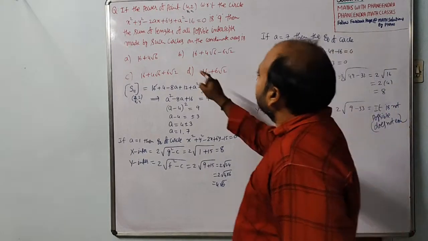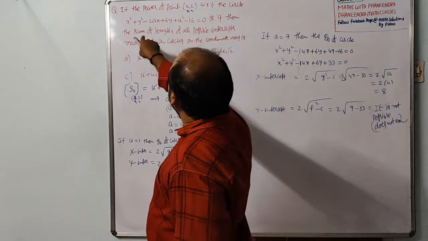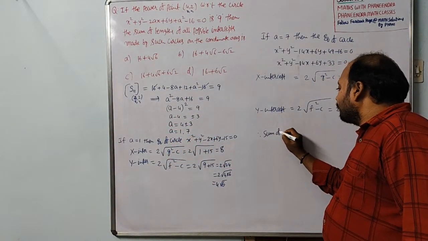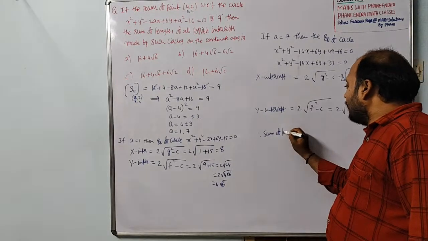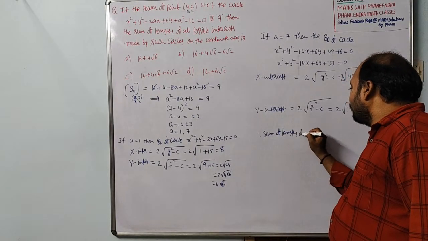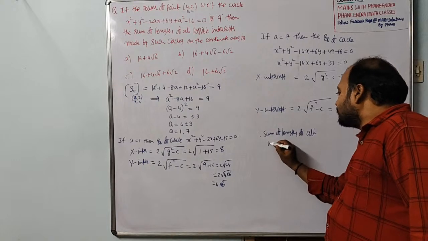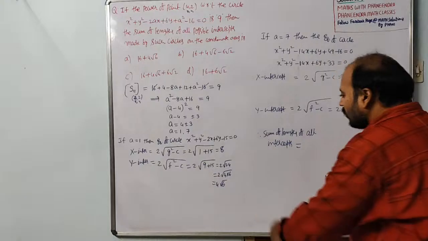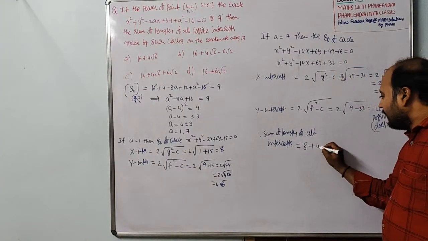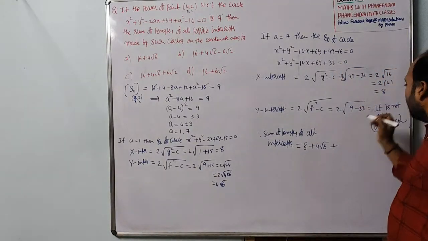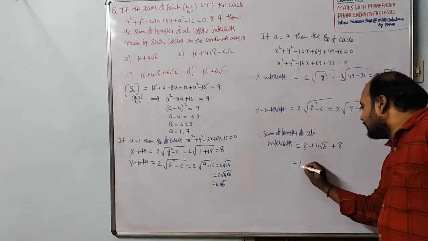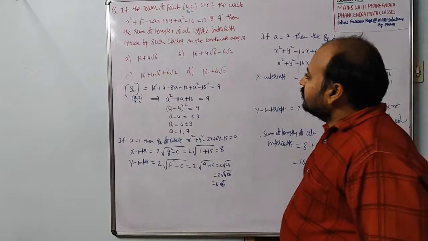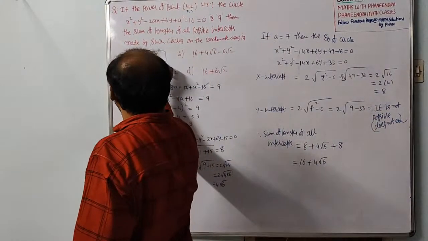Therefore, the sum of lengths of all intercepts is equal to the first length, 8, plus the second length, 4 root 6, plus again 8. So 8 plus 8, 16, plus 4 root 6. Is it there in the options? 16 plus 4 root 6 is there in the first option, dear students.